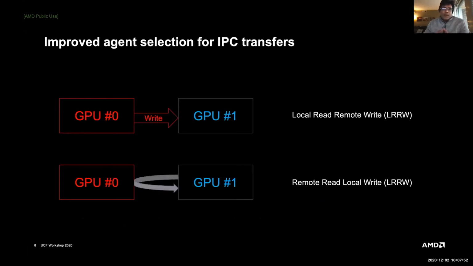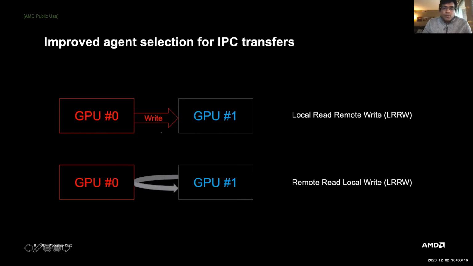Okay, so let's now move on to another one. This one is improved agent selection for IPC transfers. As we know, IPC is used for large GPU to GPU transfers within the same node. So let's say we have two GPUs within the same node, and we are trying to move some data from GPU 0 to GPU 1.